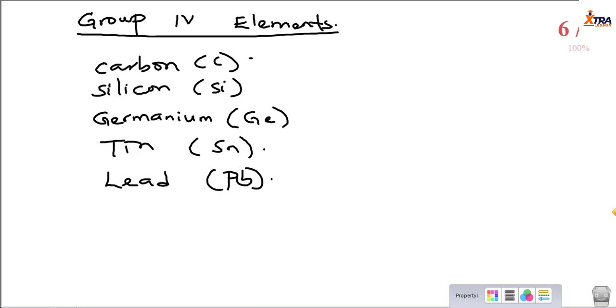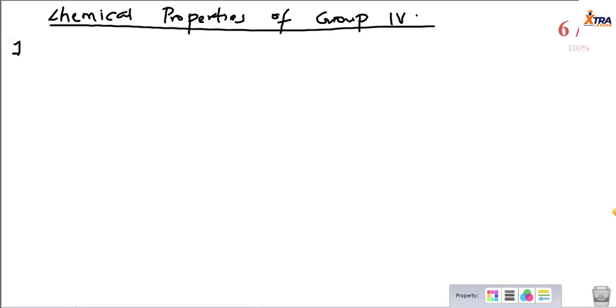Now, what are the unique features of group 4 elements? What are their chemical properties? Now let's discuss the chemical properties of group 4. Number 1, they are tetravalent. What does this mean? It means that they have 4 outermost electrons. Alright, so group 4 elements have 4 outermost electrons, all of them.